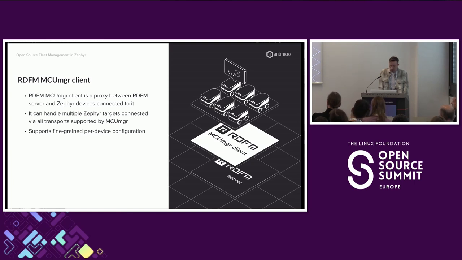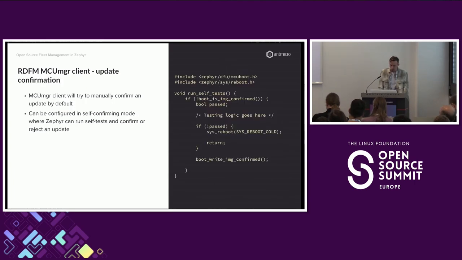In Zephyr, what you need to do to use the MCUmgr client is to enable the transport of your choice and enable reboot and command groups in the MCUmgr configuration. MCUboot needs the update to be confirmed. If it is not confirmed, it will restart and roll back to the previous version. The MCUmgr client will by default manually confirm the update, but we also support a self-confirming mode where Zephyr needs to confirm the update itself, doing some self-testing and then performing the confirmation.